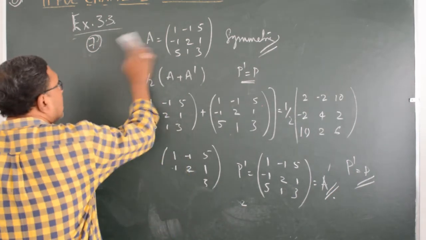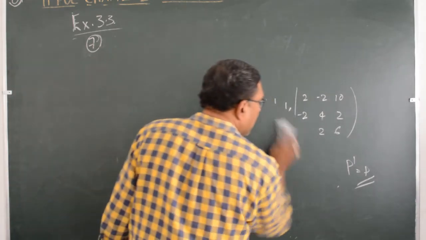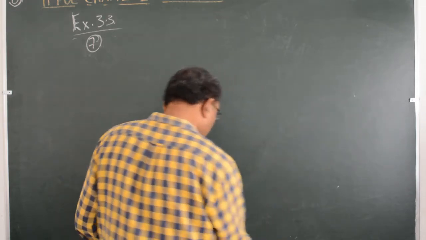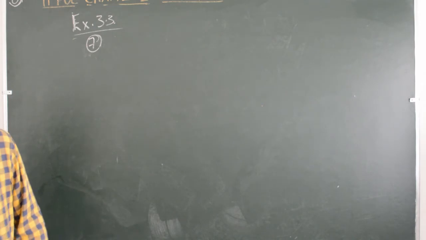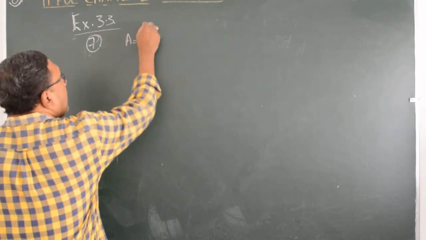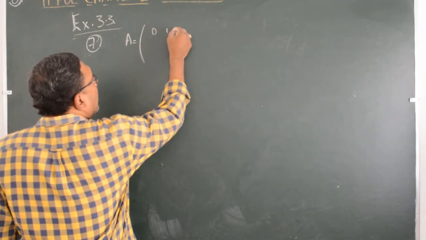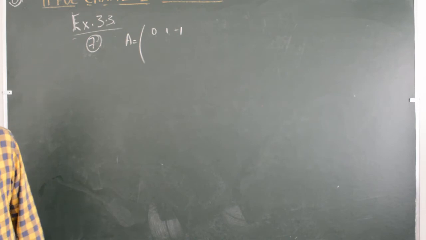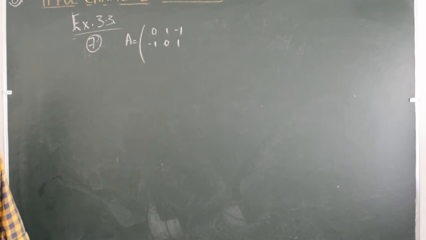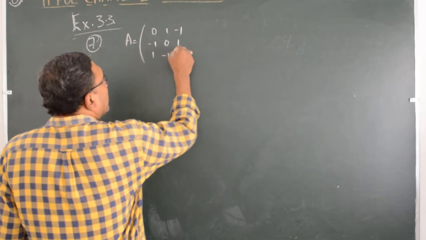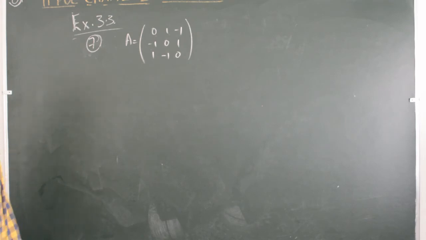Take the second question in the same main problem 7, and I think we need to prove that the given matrix is skew symmetric. Okay, I'll take A, which is a 3 by 3 matrix: 0, 1, minus 1; minus 1, 0, 1; 1, minus 1, 0. And I need to show that this is a skew symmetric matrix.